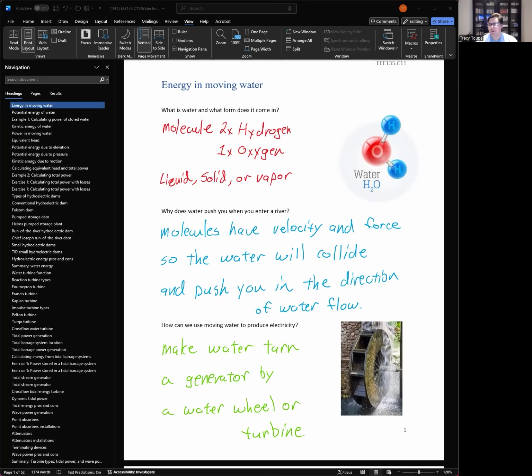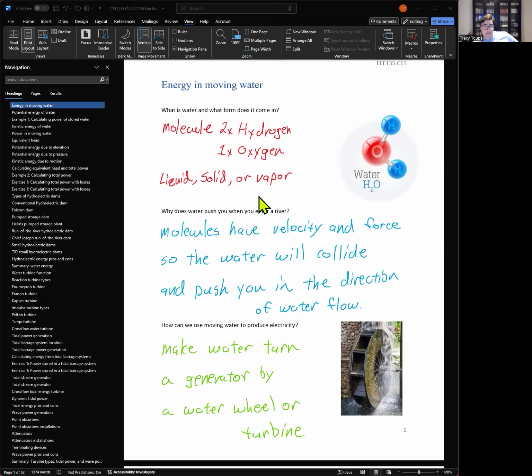So first thing we need to talk about is what's the energy in moving water, right? So what does water begin with? Water is a molecule with two hydrogen and one oxygen, kind of on the right, like so. And so the idea is this water is a very special molecule that could be in liquid form, solid form, or vapor form. Liquid is water, solid is ice, and vapor is steam. We're mainly going to be talking about the liquid part now.